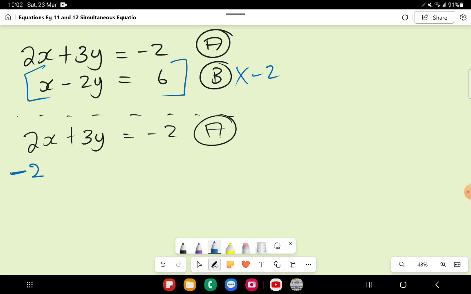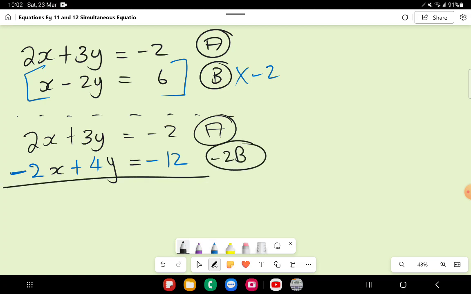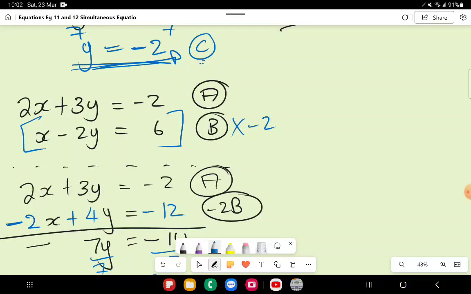So minus 2x plus 4y is equal to negative 12. Okay, so this is now minus 2B, if you remember. Now we're going to add them up. 2x plus minus 2x is 0, so my x's are gone. 3y plus 4y is 7y is equal to negative 14. And then divide by 7 on both sides, which means that y is equal to negative 2. Exactly the same as the one on the top.